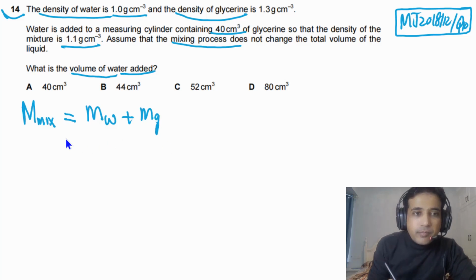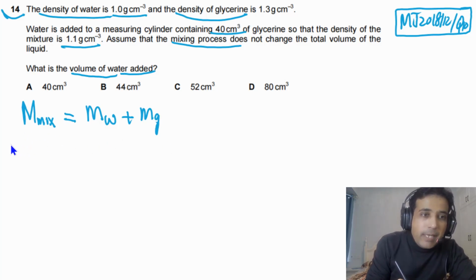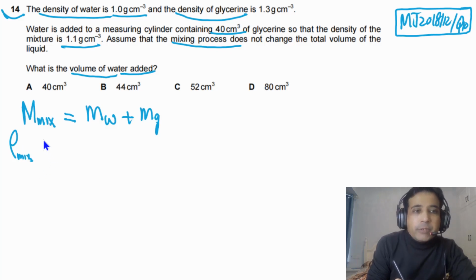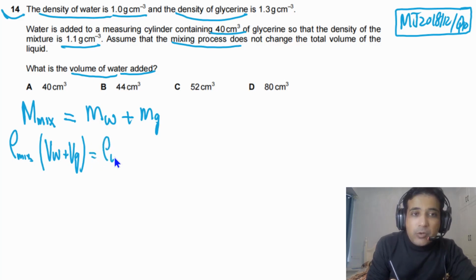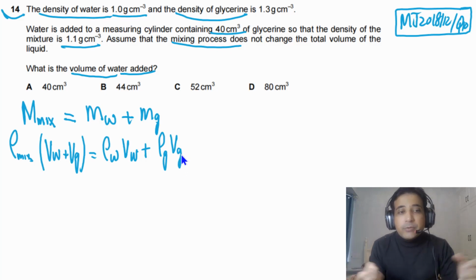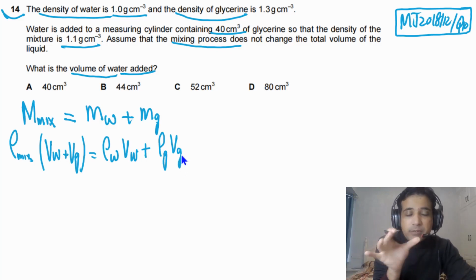So what is the mass of the mixture? Mass of the mixture will be equal to the density of the mixture times the volume of the mixture, and the volume of the mixture will be equal to the volume of water plus the volume of glycerine. So we can simply write it in this form. And the mass of water plus glycerine will be equal to the density of water times the volume of water plus the density of glycerine times the volume of glycerine. Now simply you need to plug in values. That's all. This is the main idea. The rest is just that you need to simplify the calculation.